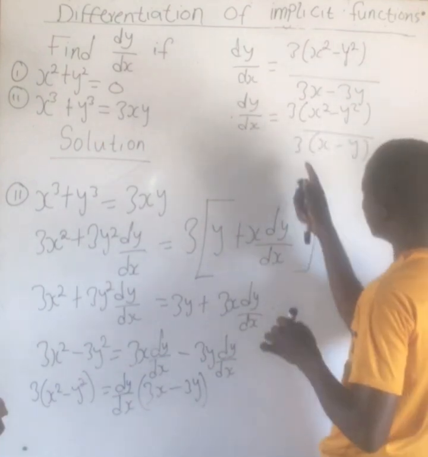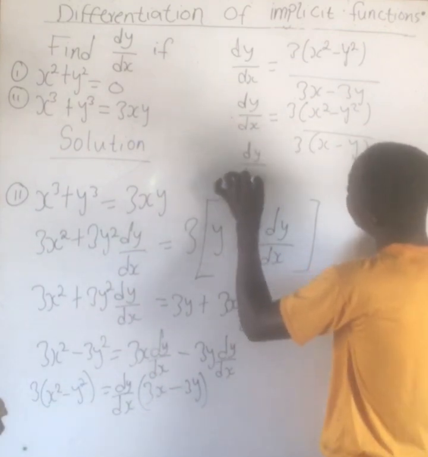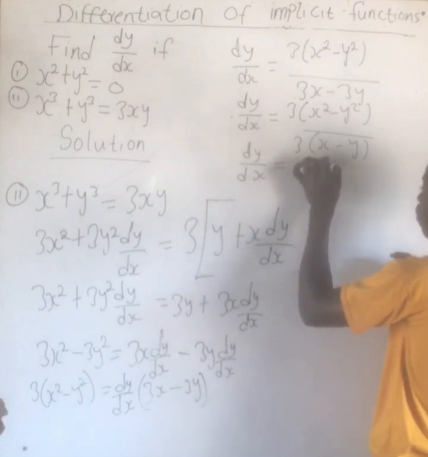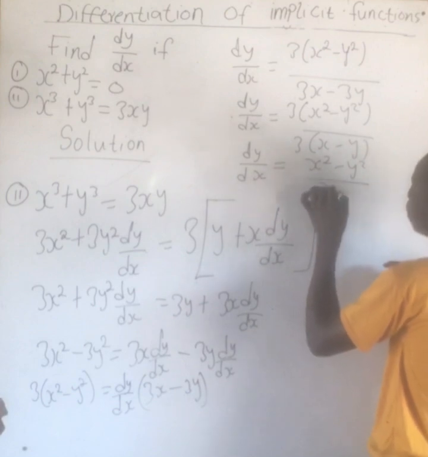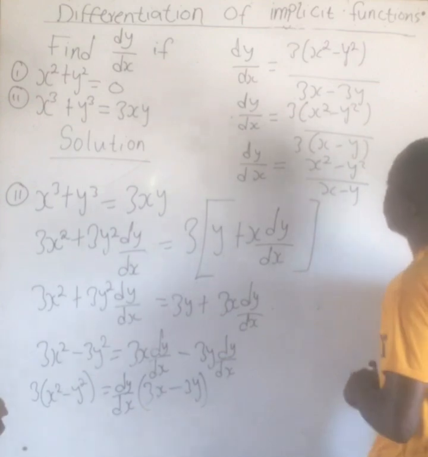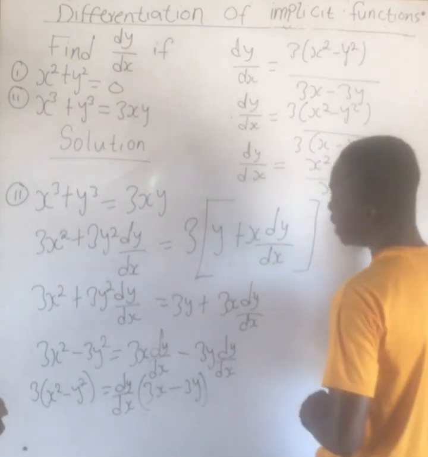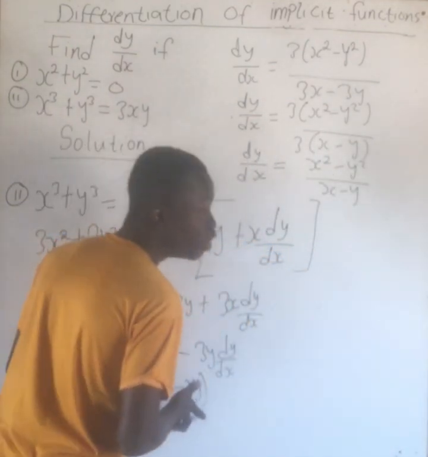So now you can see that 3 here will cancel 3 here, leaving dy over dx equal to x squared minus y squared all over x minus y. So when we have it as this, this is dy over dx. So far this is the second example under differentiation of implicit function.